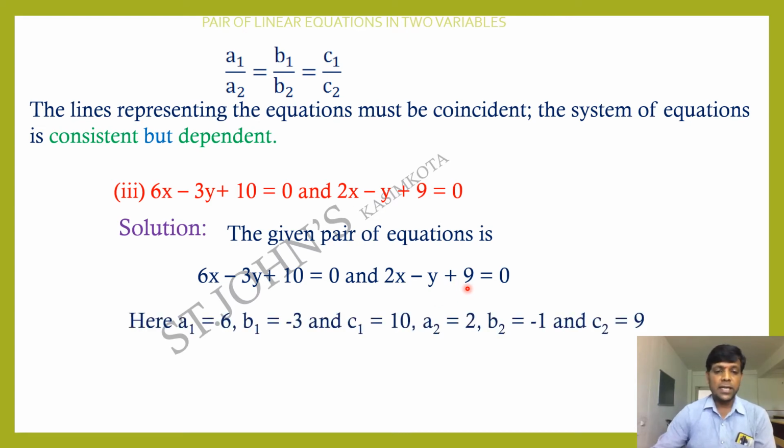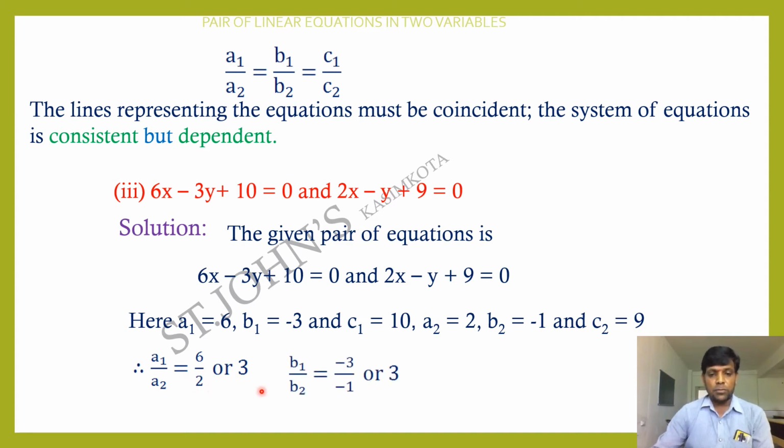So write down the data. Here a1 equal to 6, b1 equal to minus 3, c1 equals 10, a2 equals 2, b2 equals minus 1, c2 equals 9. Clear? So I have to write the ratios a1 by a2, b1 by b2 and c1 by c2 also. First of all, a1 by a2. a1 is 6, a2 value is 2, 6 by 2 is 3. Next b1 by b2, minus 3 by minus 1. The minuses cancel. 3 by 1 means 3.